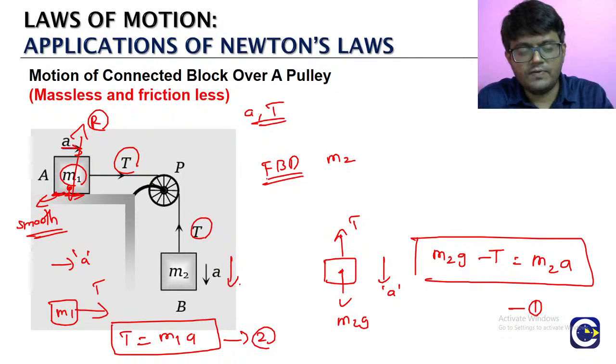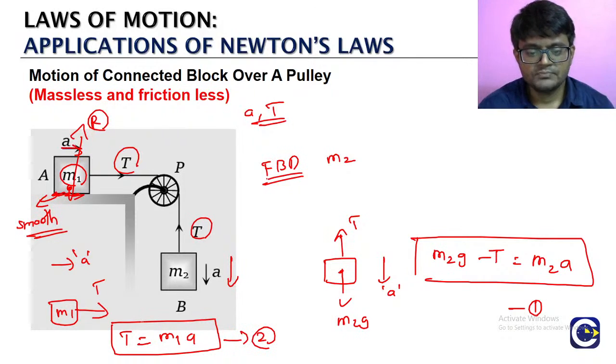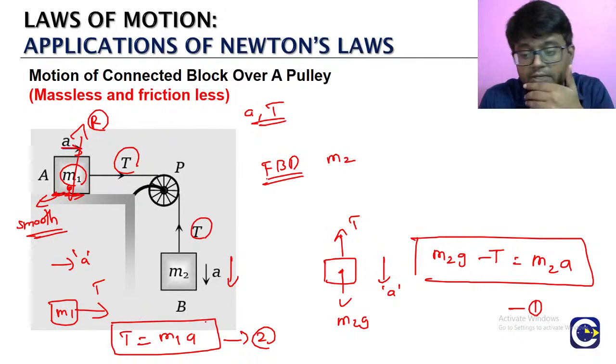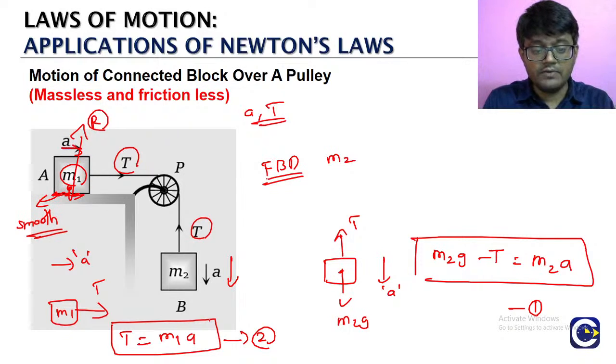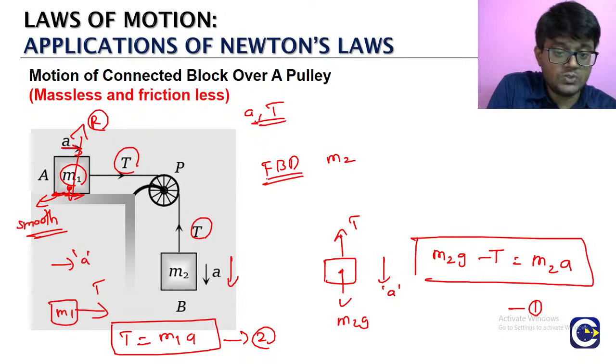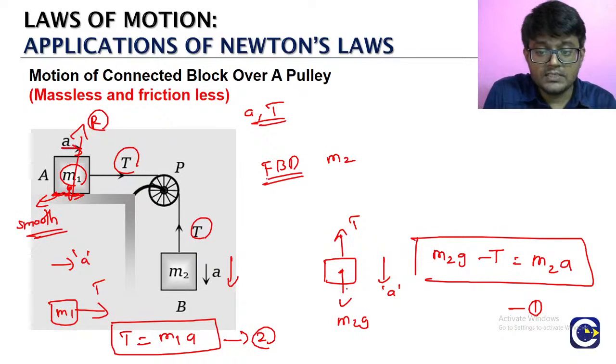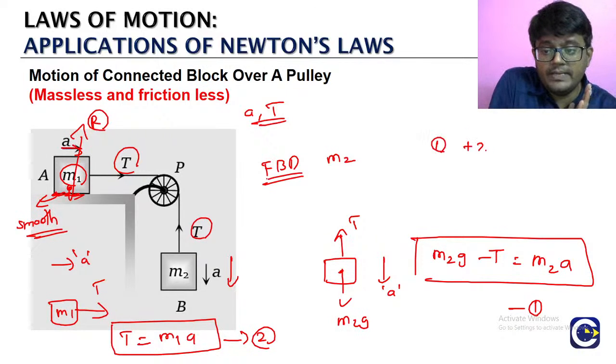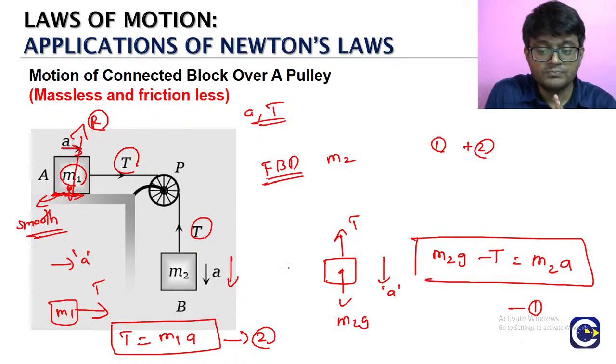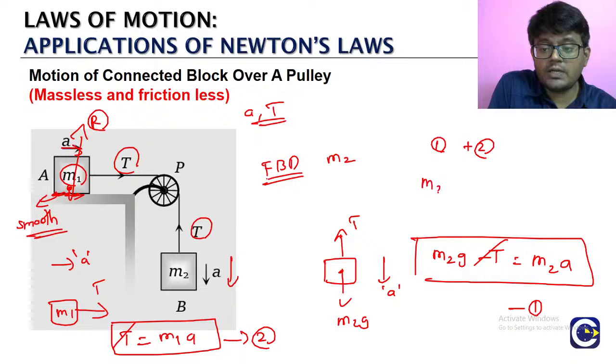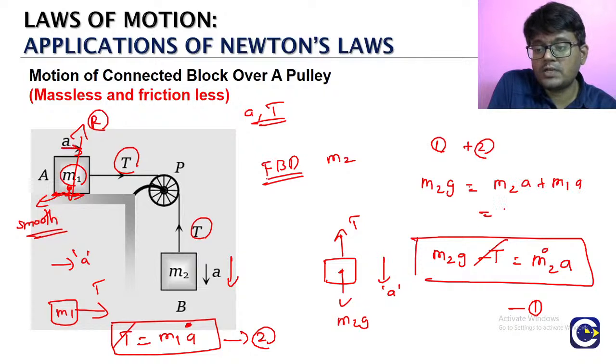Horizontal direction, for M1 there is only one force acting, that is T, because of which it has an acceleration A. So T is equal to M1 into A. That's it. Two equations. Now as I said, we can be asked to find the acceleration or tension. Do it the way we have been doing. Equation 1 plus equation 2. Here minus T and plus T cancel on the LHS. So the LHS is M2G. The RHS will have M2A plus M1A, which is M2 plus M1 into A.